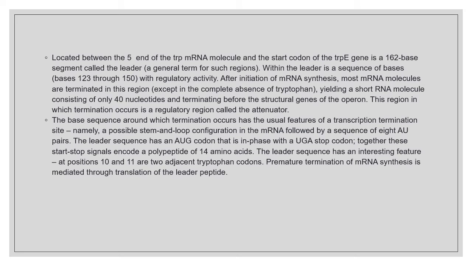And located between the 5' end of the TRP mRNA molecule and the start codon of the TRP gene is a 162 base segment called the leader sequence. And within the leader is a sequence of bases which have regulatory activity. So after the initiation of the mRNA synthesis, most of the mRNA molecules are terminated in this region, and this yields a short RNA molecule that consists only of 40 nucleotides. And this terminates before the structural genes of the operon.